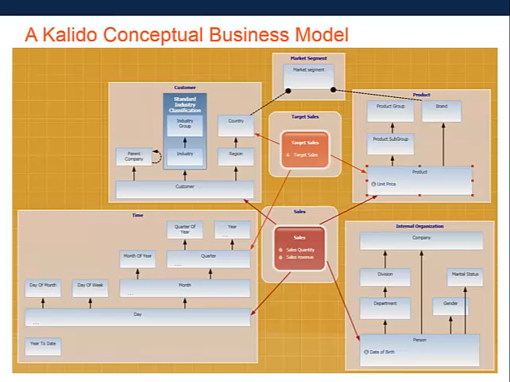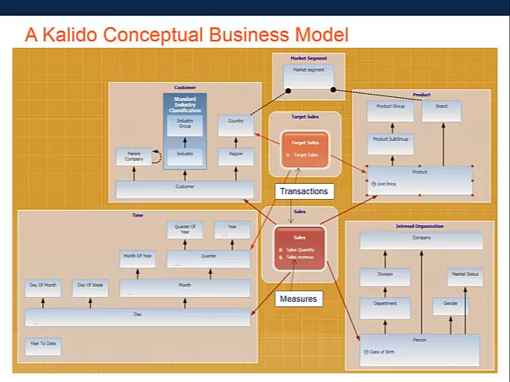So let's have a look at a Kaleido conceptual business model. This is an example of one, and let's just point out some of the things that exist in it. These are the transactions. They're coloured red in this diagram. There can be many different colours, but they're distinguished by colour in the business model. Then these are the measures inside the transactions. We've got sales quantity, sales revenue, or target sales.